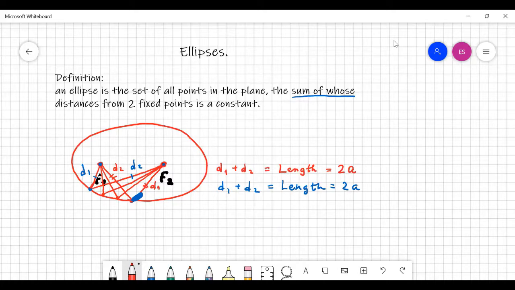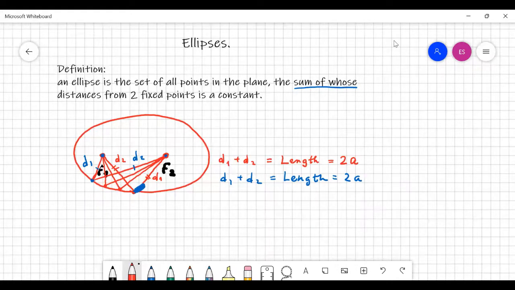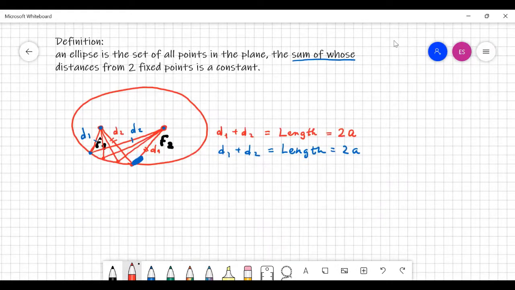Okay, now, is it going to be important how far away these focal points are? Focal point 1, focal point 2. Well, I'm going to draw 2 pictures with focal points far away and with focal points close to each other.